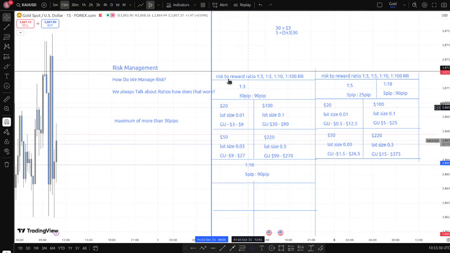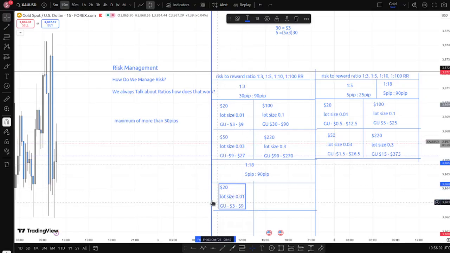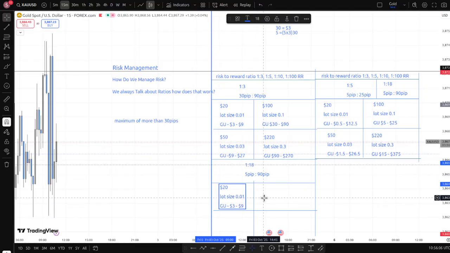Haya, ukiangalia hii stuff vizuri, so tunachukua 5 pips ni 1 to 18. This is very achievable. Tumeachieve mara ngapi? Yeah, 1 to 18, 5 pips. Hapa tulisema 5 pips inakuja kwa hii 0.1 ni 0.5, si ndio? Hiyo ni 0.5.